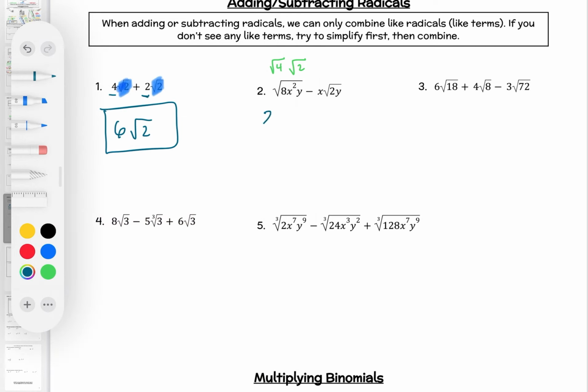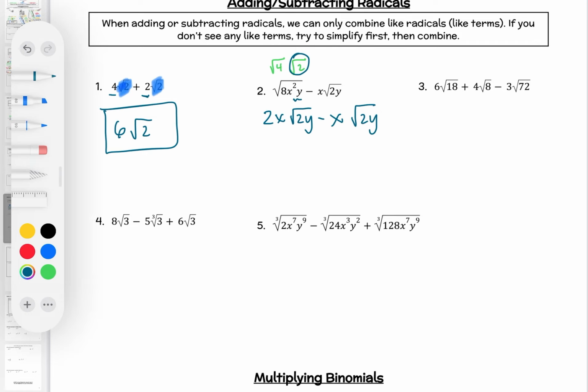So we're going to have 2. We have 2 x's on the inside, so I'm going to divide that, and we'll just have 1 x on the outside. And then we just have 2y. So we have the square root of 2y left on the inside, because this 2 stays inside, and then this y. And then the second one can't be simplified at all, so we just leave it as that.